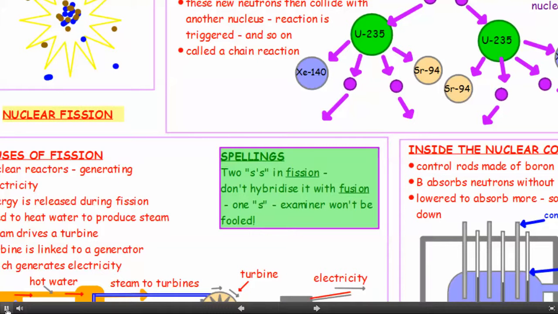Just a word about spellings. There are some spellings which are crucial in science, and fission is one of them because it's easily confused with fusion. There are 2 S's in fission. Don't hybridize it with fusion. Don't give it 1 S. If you can't remember, then the examiner won't be fooled anyway. Make sure you get the spellings right. Fission as opposed to fusion.